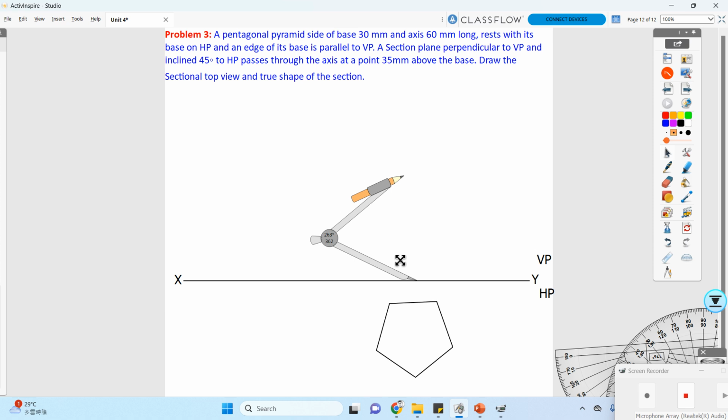Now, is that right? What have they represented now? A sectional plane perpendicular to VP and inclined at 45 degrees to HP through the axis, with the cone resting on its base on the HP, and the edge of its base parallel to VP. Is that right? Okay. Now consider the reference points.